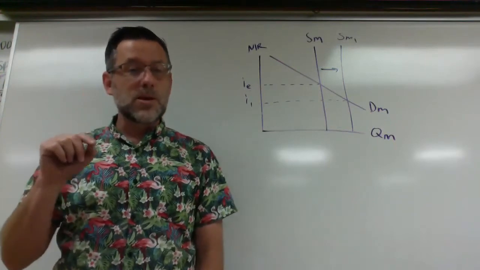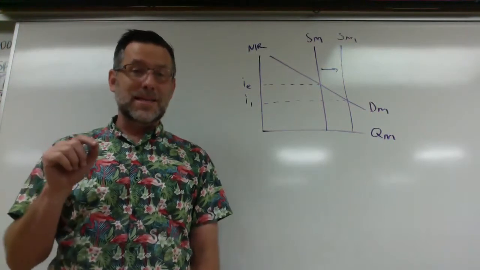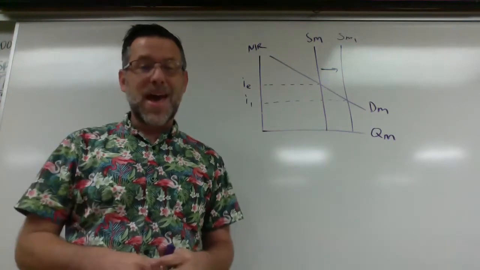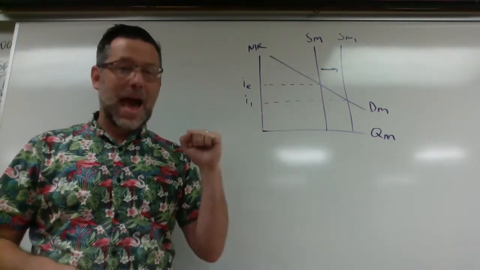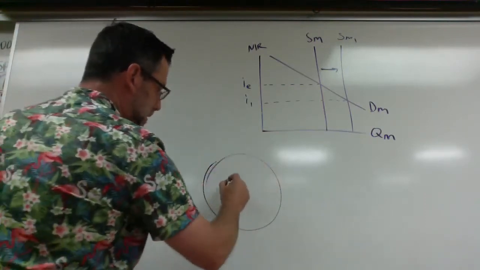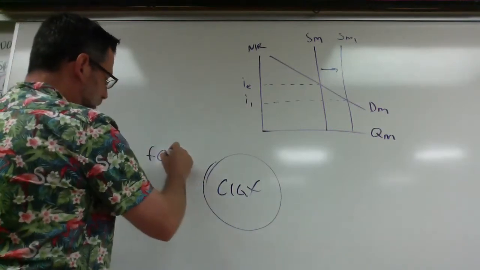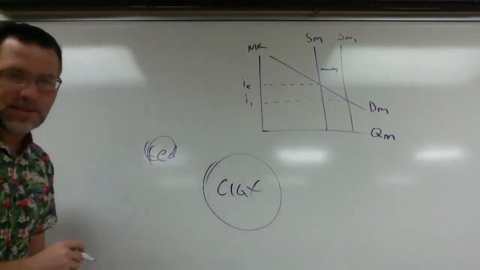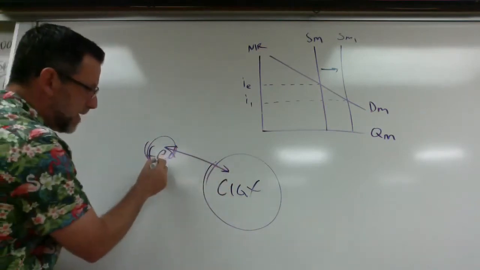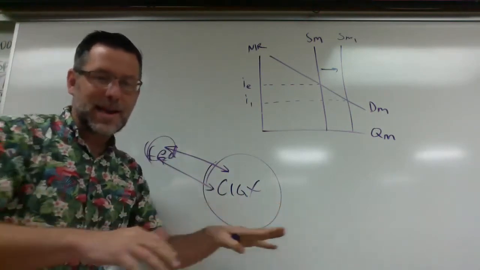The tool that they use most frequently to change the money supply, though, is buying and selling bonds. So you really have to understand how this works. The Fed is really an entity that is outside of the economy. So if we think of the economy as this, the Fed is something outside of it. And when the Fed is buying and selling bonds, they're moving M1 and M2 in and out of the economy.